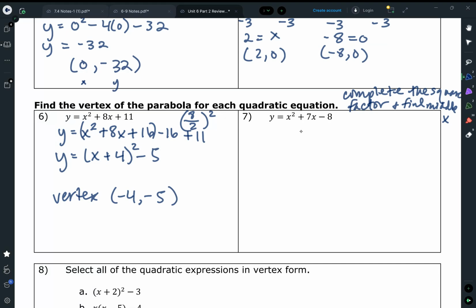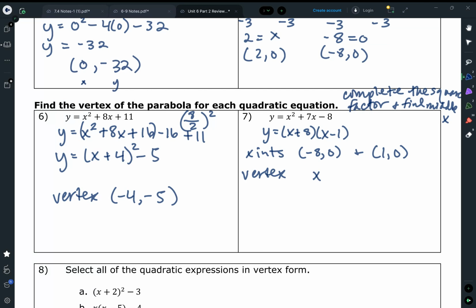On the next one, I have an odd middle term, so I probably don't want to complete the square, but it is factorable. So let's go ahead and factor. This will be y equals x plus 8 times x minus 1. So my x-intercepts are at negative 8, 0, and 1, 0. So to find my vertex, in order to get the x value, I have to find the middle x. On a graph, I could kind of look at it. Since I don't have a graph, I'm going to add them together and divide by 2. Negative 8 plus 1 is negative 7. Divided by 2 is negative 3.5.